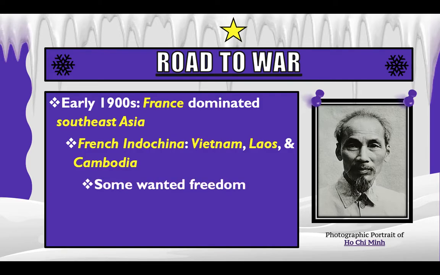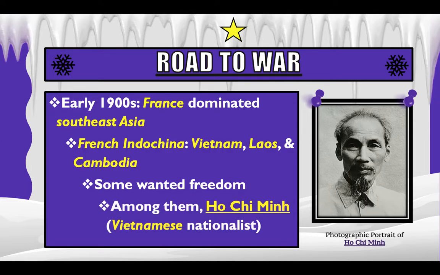Okay? So, in this region, many of the residents began wanting freedom, just like you saw in some of the other places that we explored this year. Think of India as one example. So, among these people who were pushing for independence was a man who you see pictured over there to the right, Ho Chi Minh. He was a Vietnamese nationalist, somebody who wanted Vietnam basically to be its own country and to be free of being a colonial possession.